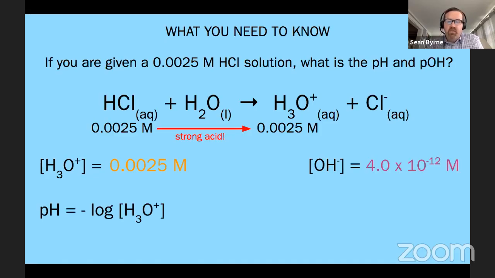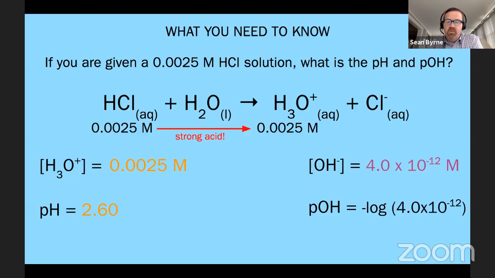Next, we can get to the meat of the problem and answer the question as it's given to us, where we say the pH is equal to the negative log of the hydronium ion concentration. So pH is equal to the negative log of 0.0025, and that is 2.60. Similarly, our pOH is equal to the negative log of OH, which is the negative log of 4.0 times 10 to the minus 12th, and our solution there is 11.4.